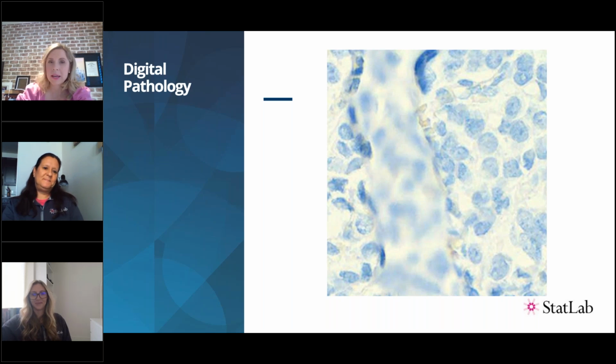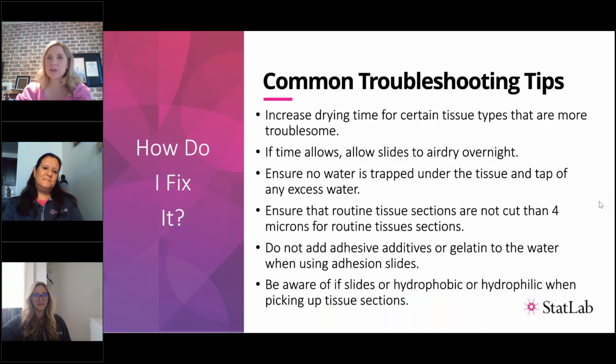Interesting. Yeah, you never know what you're going to find out. So, next slide. Common troubleshooting tips for adhesion and background staining. What would you recommend just to start off with if you're challenged with any of those issues? So I think these are just some of the more common ones that you may try in the lab. Some of them I've already touched on a little bit. With that tissue wash, it may be as simple as increasing the drying time for certain tissue types.